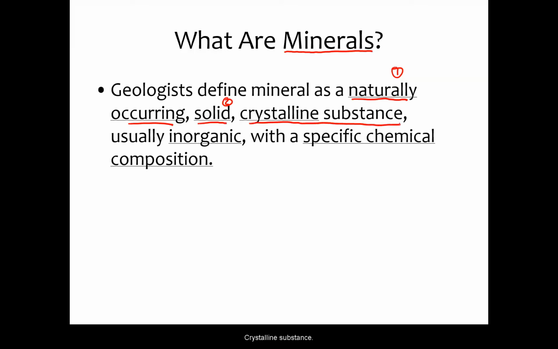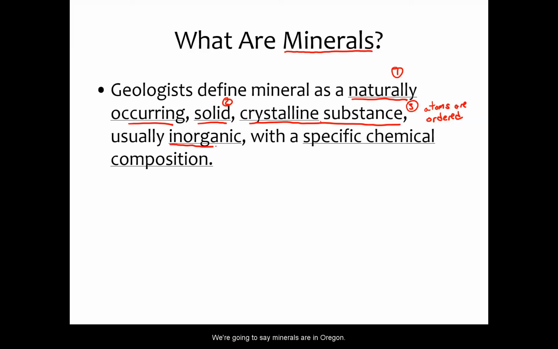Crystalline substance. This means that the atoms are ordered in a 3-dimensional shape that is consistent across all samples of a particular mineral. And we'll look at sort of a microscopic level what some of these atomic ordering patterns look like so you can wrap your head around what that means. They're crystalline. Those atoms have a distinct 3D pattern to them.